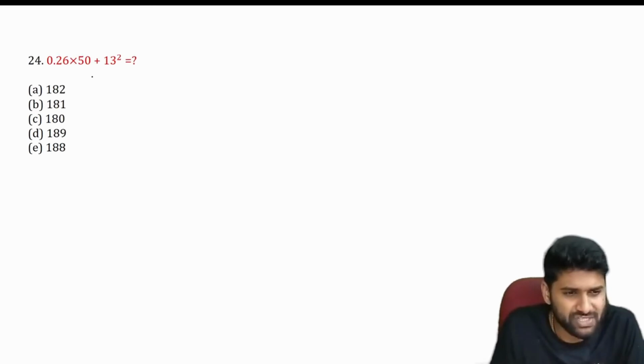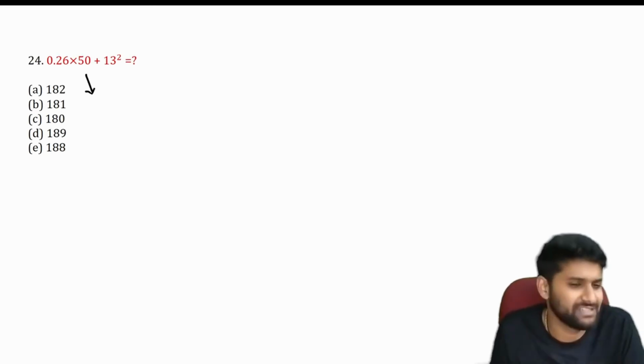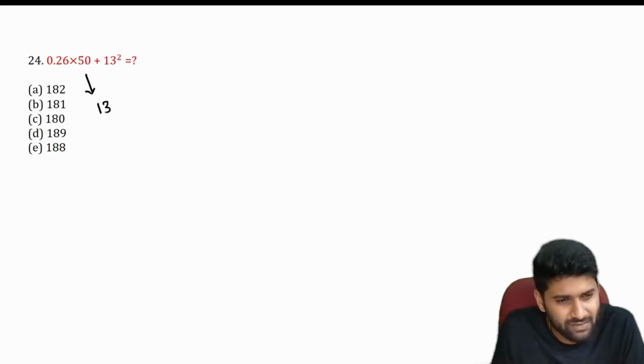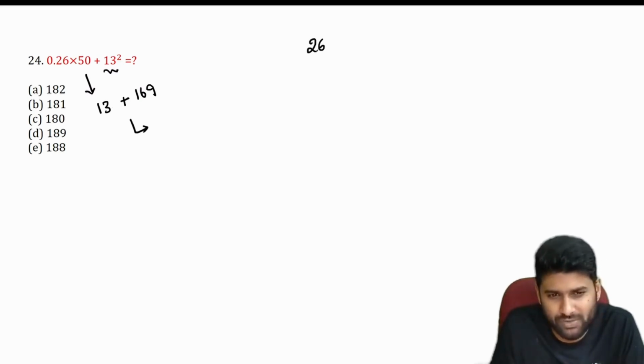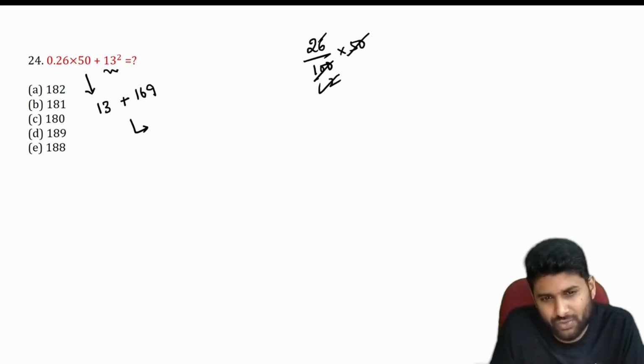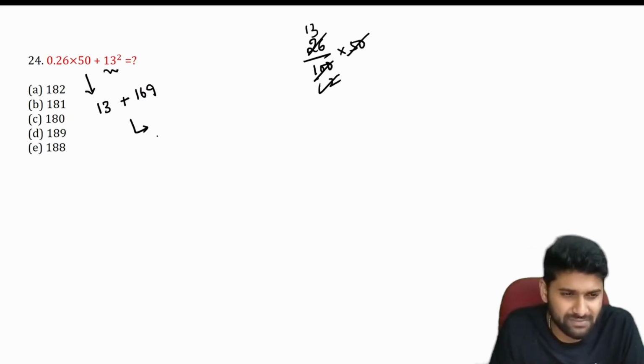I'll tell you this question, 0.26 of 50. So how much of value is it? It's exactly equal to 130 plus 13 square is exactly equal to 169. Sorry, it's all about 13 plus 169. See, 0.26 means 26 by 100 of 50, right? It's 2 times and 13 times. Sum of these numbers gives you an answer.